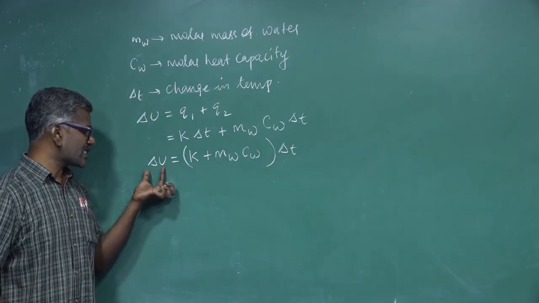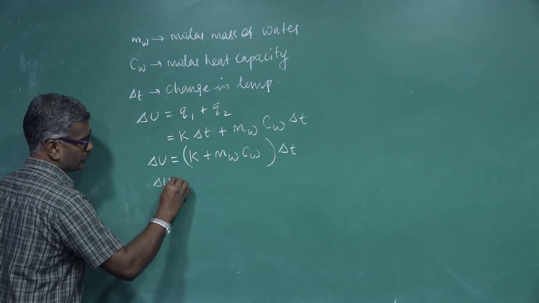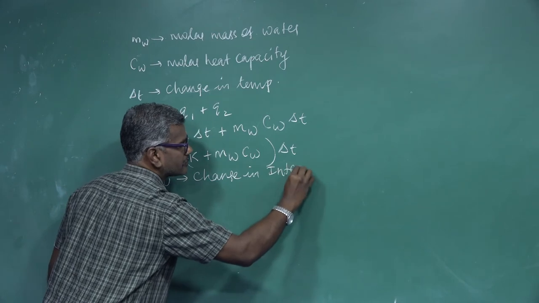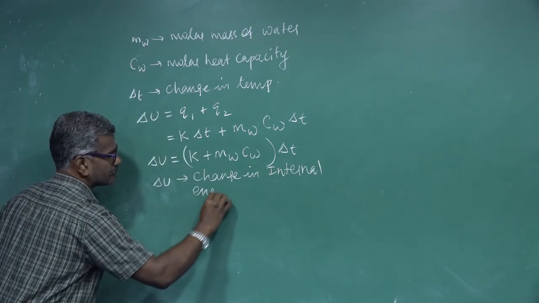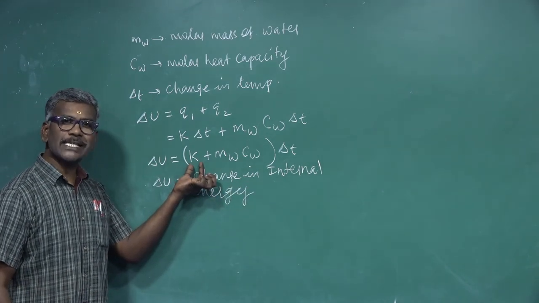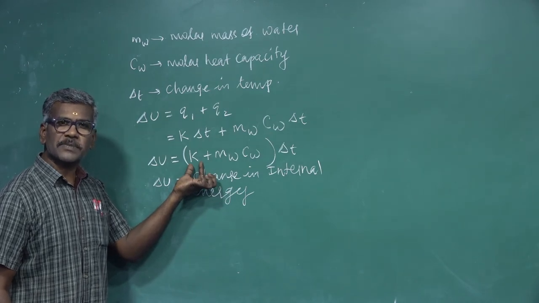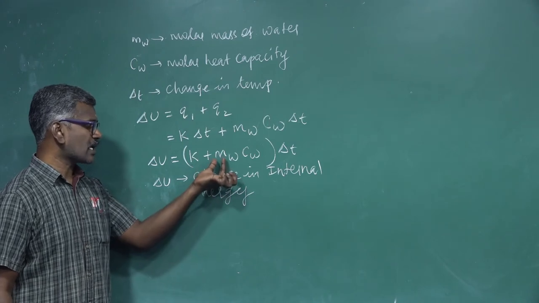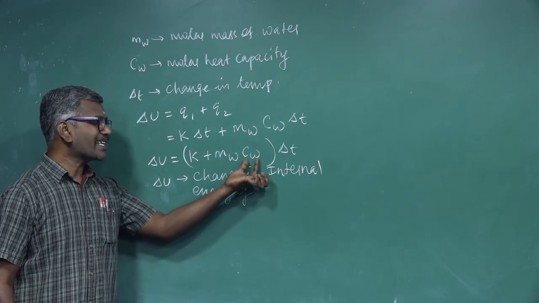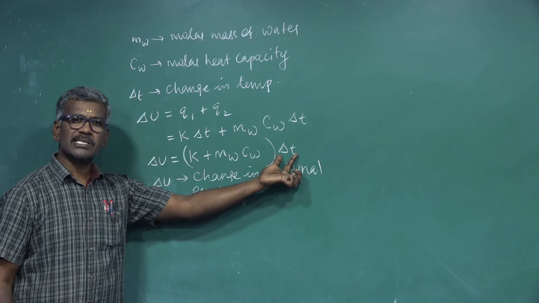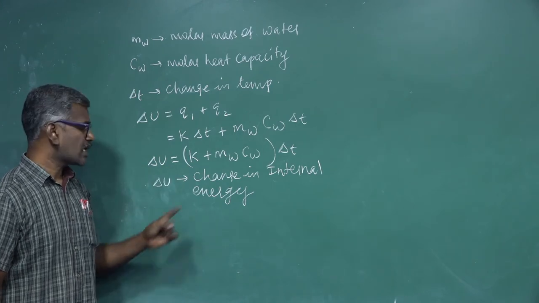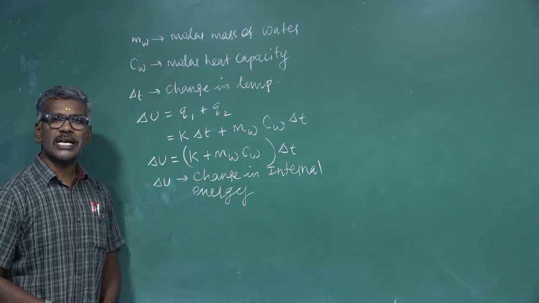This equation becomes delta U, where delta U is the change in internal energy. K is the calorimeter constant. It is determined by knowing the weight of the substance that burns with the oxygen. Another one, you know that MW is the molar mass of water, CW is the molar heat capacity of water, and delta T is the change in temperature. Knowing the values of all, we can find out delta U. This is known as the change in internal energy at constant volume.